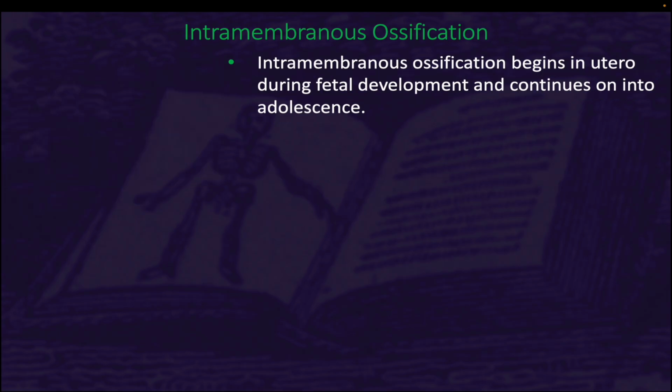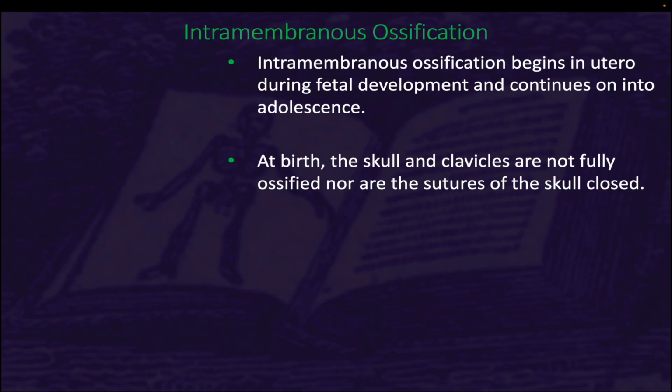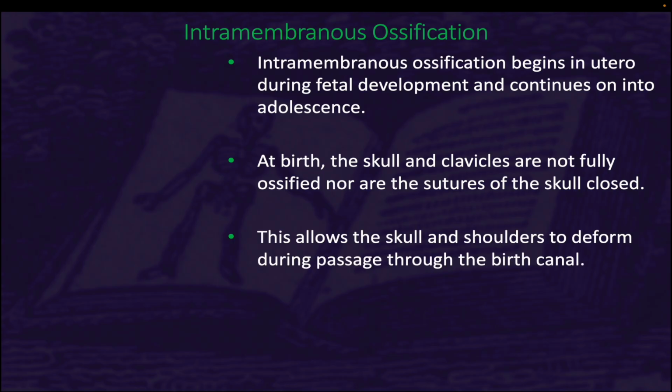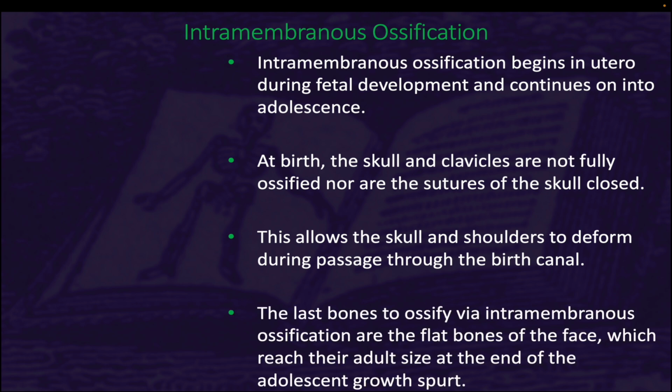Intramembranous ossification begins in utero during fetal development and continues on into adolescence. At birth, the skull and clavicles are not fully ossified, nor are the sutures of the skull closed. This allows the skull and shoulders to deform during passage through the birth canal. The last bones to ossify via intramembranous ossification are the flat bones of the face, which reach their adult size at the end of the adolescent growth spurt.